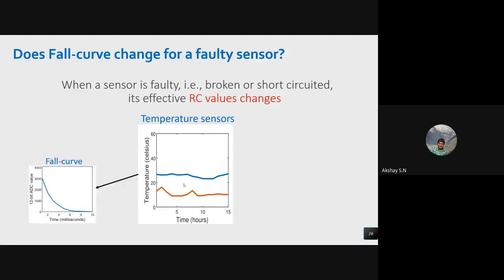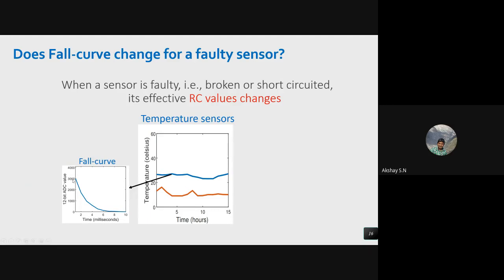However, if you now look at the fall curves, this is the fall curve for the blue sensor, which you could see having some fall here. And here is the fall curve of the red sensor. You can see this fall curve is quite distinct compared to this one, which indicates that this sensor is a faulty sensor. Which simply means that by just looking at the fall curve, we can now detect which sensor is working and which sensor is not working.